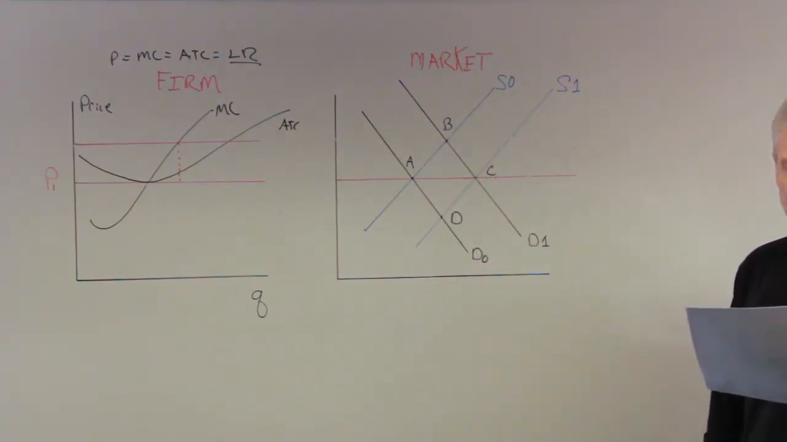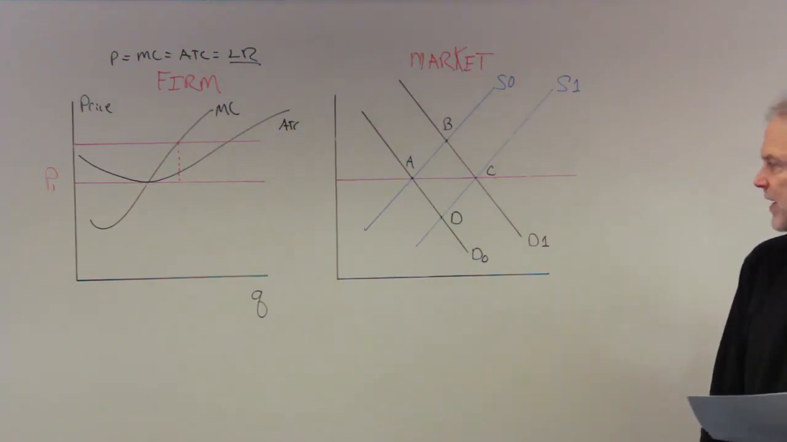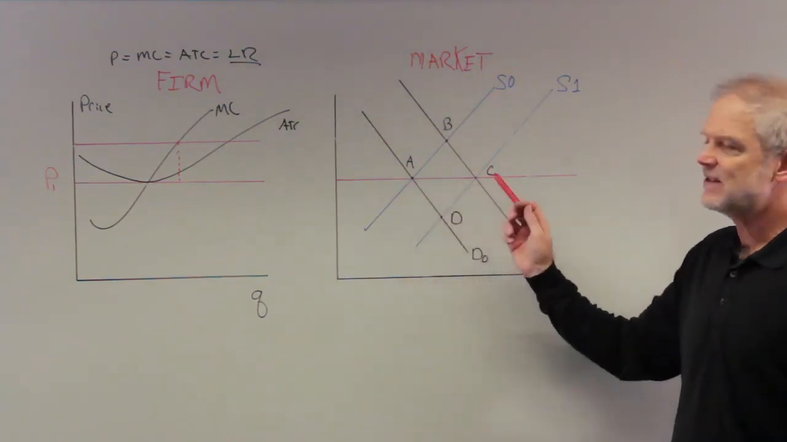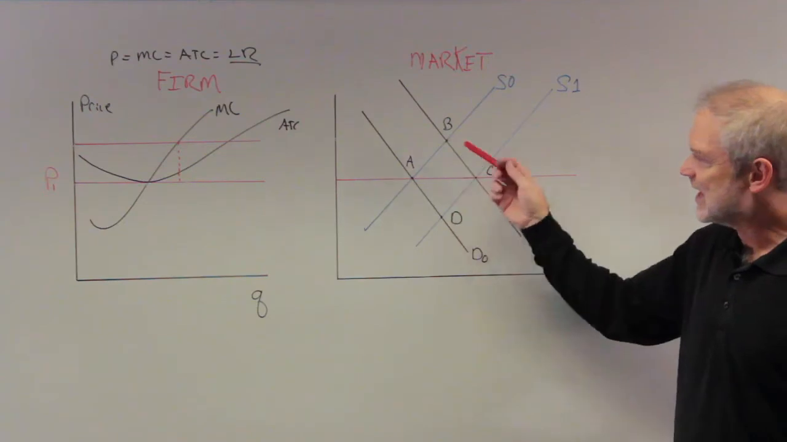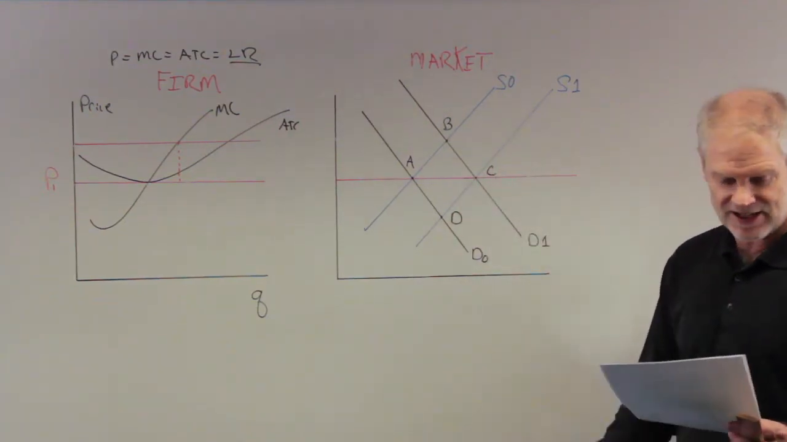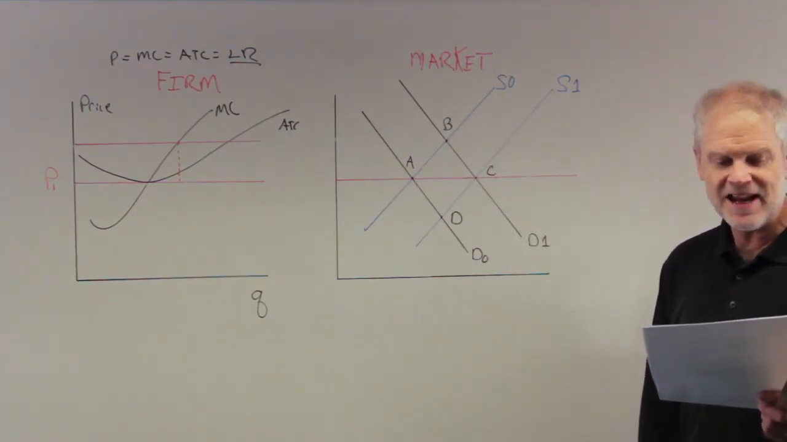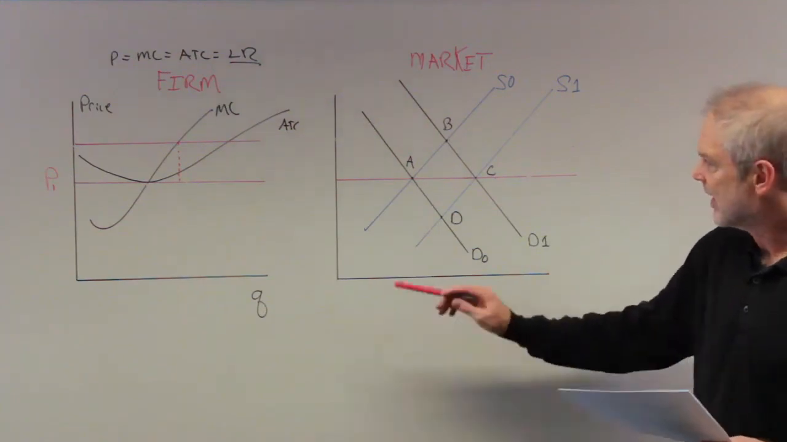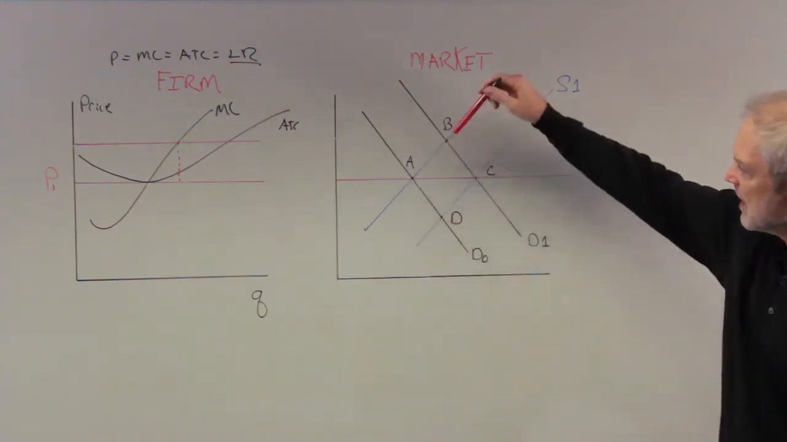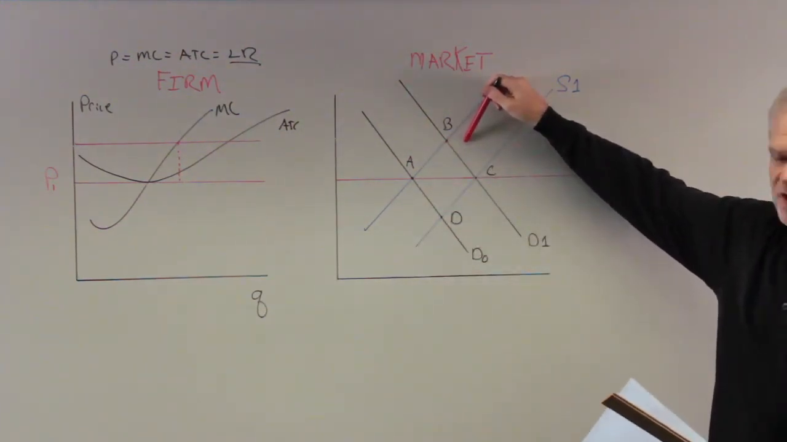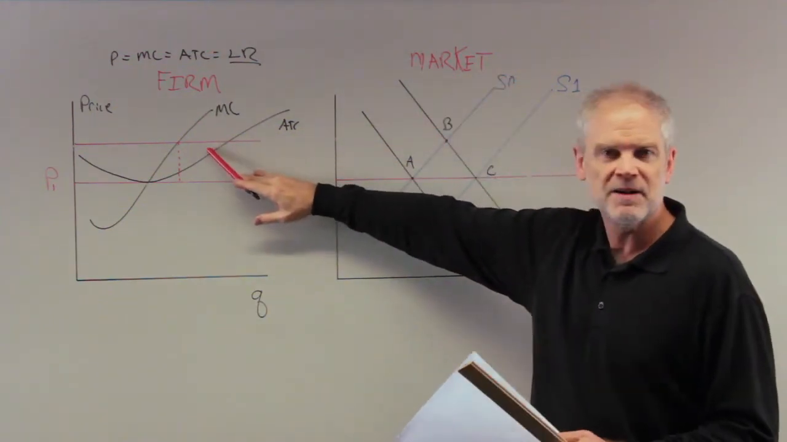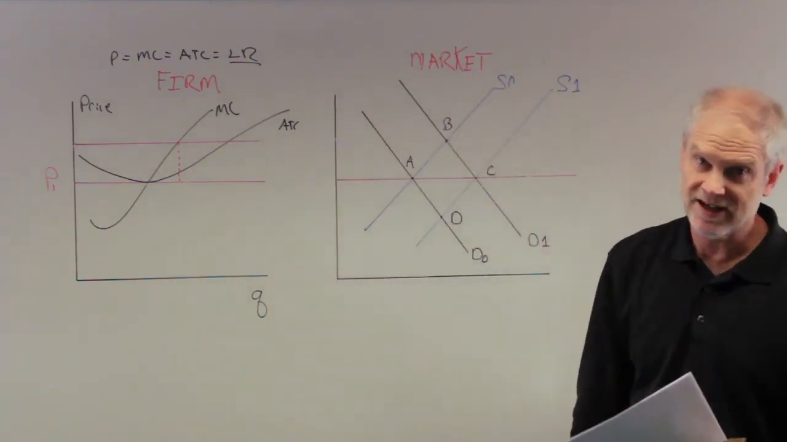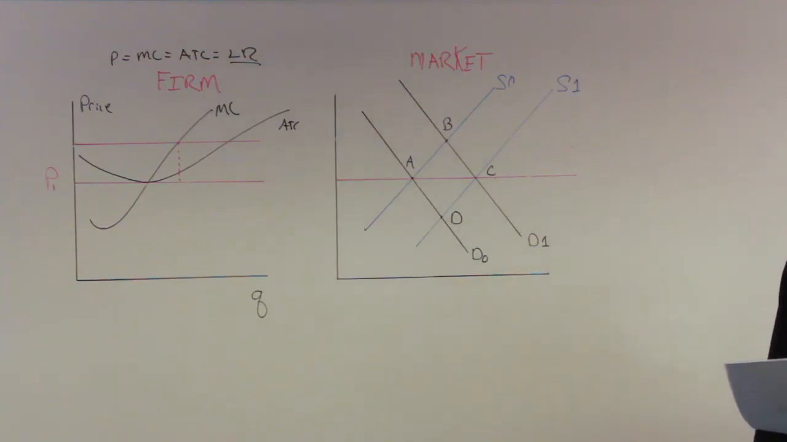B, points A, B, C, and D represent short run equilibria. No, A and C represent long run. D and B represent short run. So that's not going to work for us. Points A and B represent long run equilibria. A and B, no. Again, B cannot be a long run situation because at B, the firms are making above normal profits. That will not exist forever. Wish it could, but it doesn't.